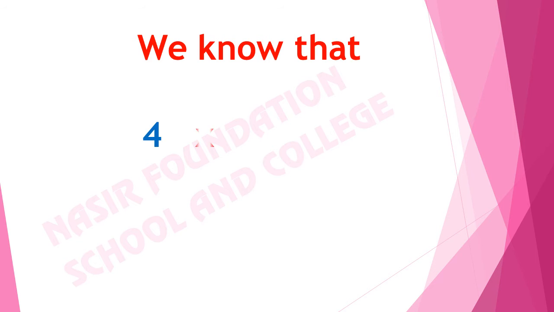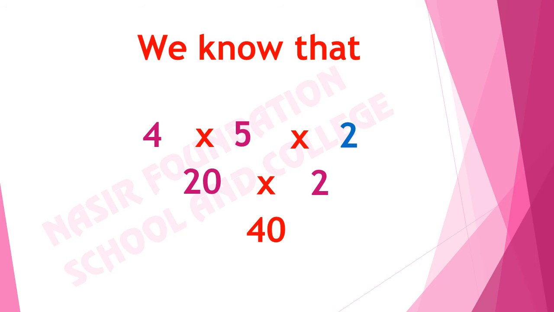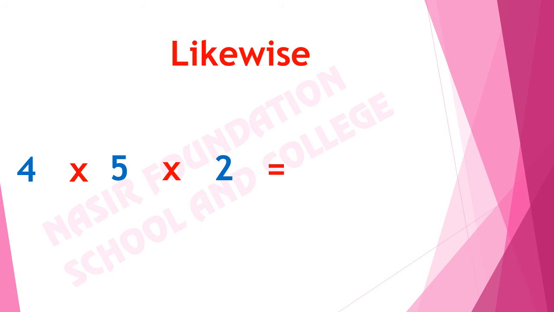Now we will multiply 4, 5 and 2. In the first step 4 and 5 are multiplied. 4 into 5 we get 20, and we will multiply it with the remaining digit, that is 2. Now 20 into 2 we get 40. If we multiply 4, 5 and 2, we get 40.